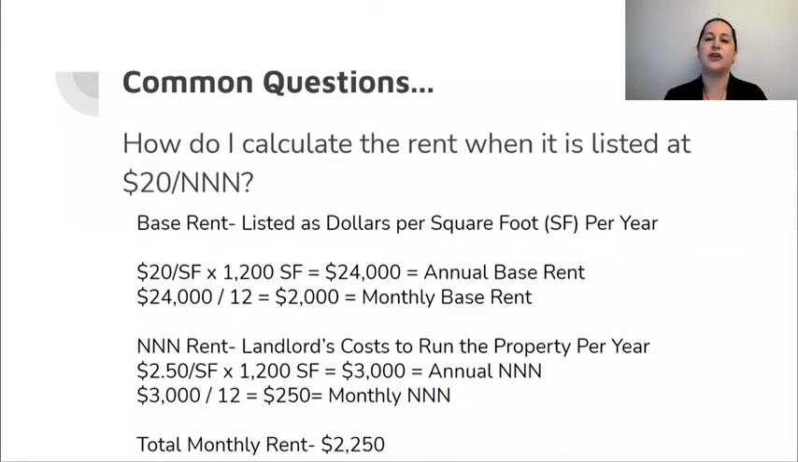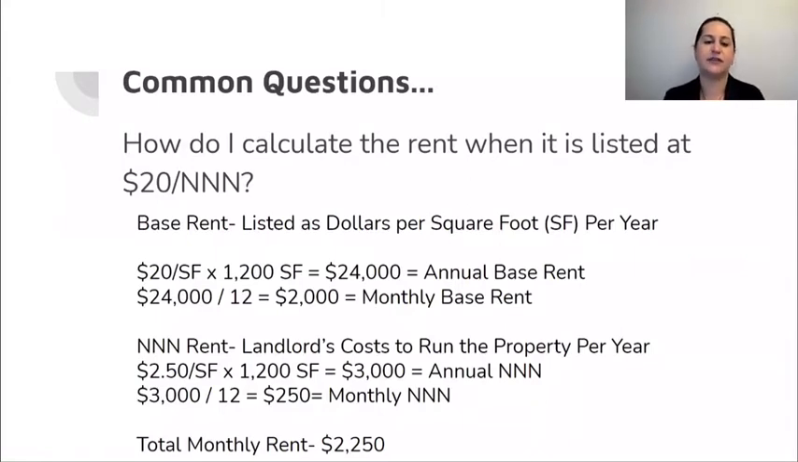So when you see something that says $20 triple net, right off the bat, I know that it's a triple net lease. That's what the NNN means. And it's $20 a square foot a year. That's what that means. That means that we're going to take that $20 a square foot, and let's say you're looking to lease 1,200 square feet. That's $24,000 a year you're going to pay just for the base rent.